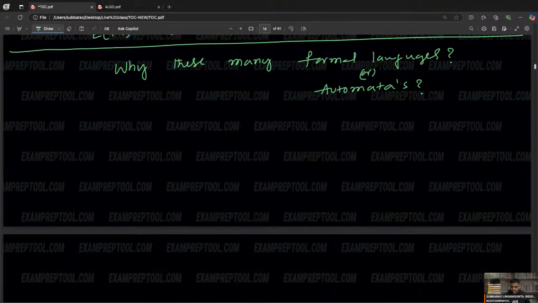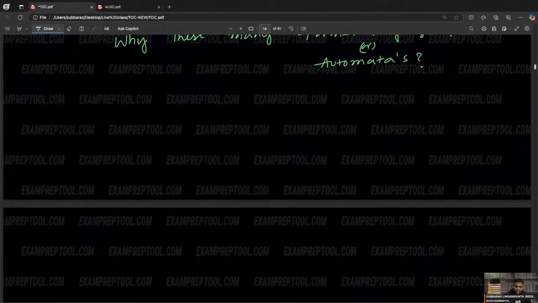Alright, I'm going to explain. So first let's take one formal language. Formal language L1 is equal to a power n, where n is greater than or equal to 1. This is the formal language L1.